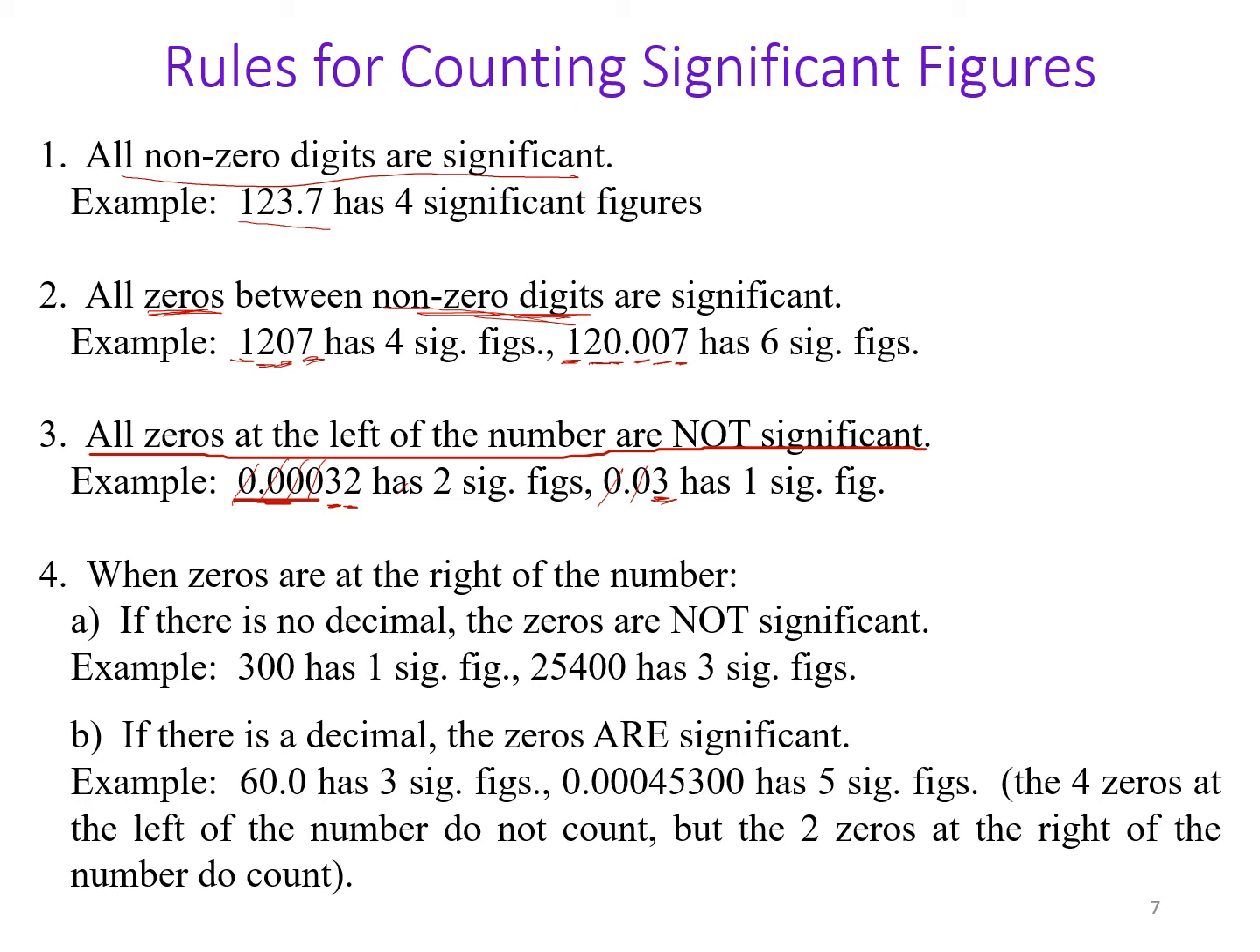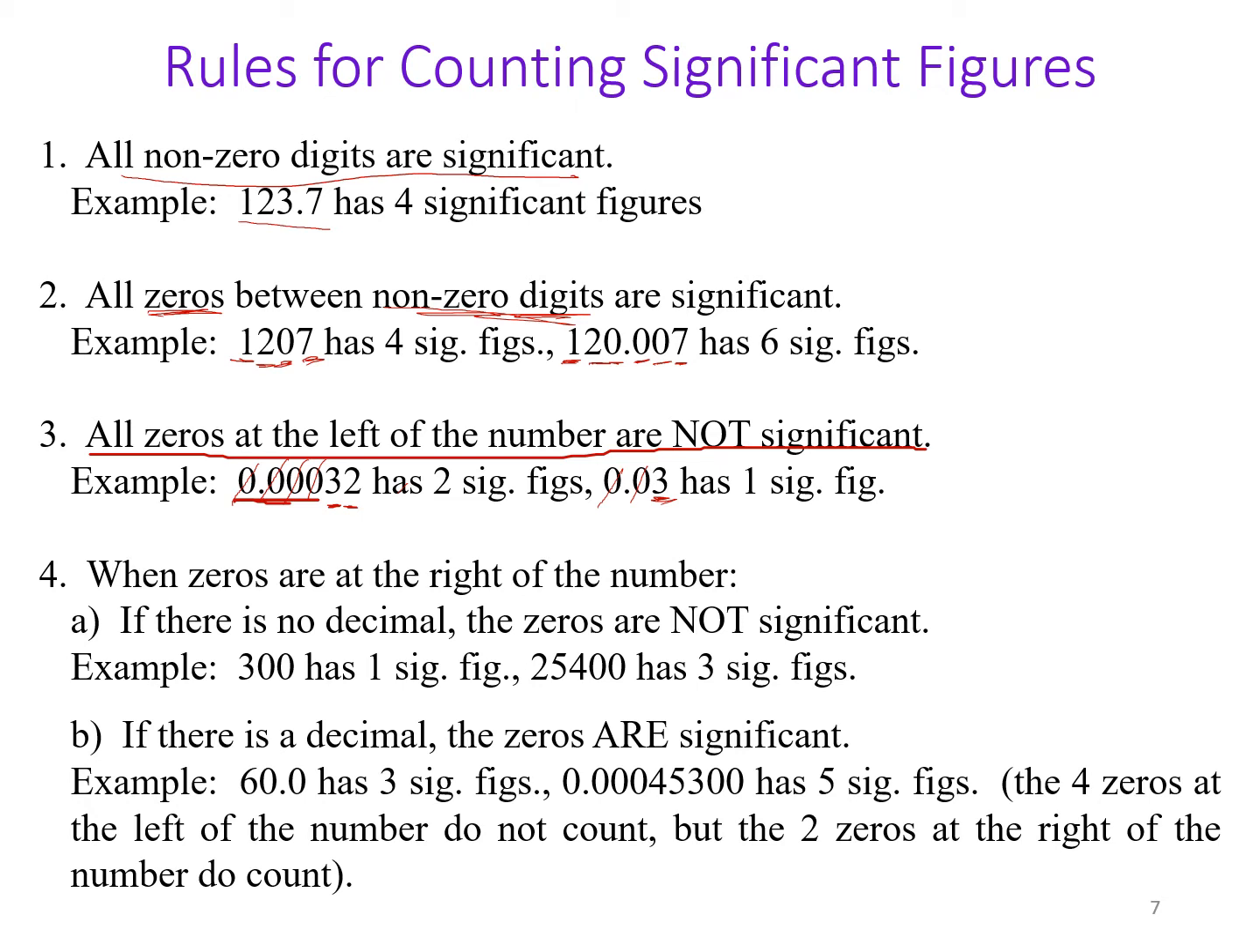And the last rule also applies to zeros. So this is when the zeros were on the left of a number. Now what happens if the zeros are on the right of the number? Now this has 2 different scenarios. If there is no decimal place, then the zeros are not significant. But if there is a decimal place, all the zeros on the right of the number are also significant.